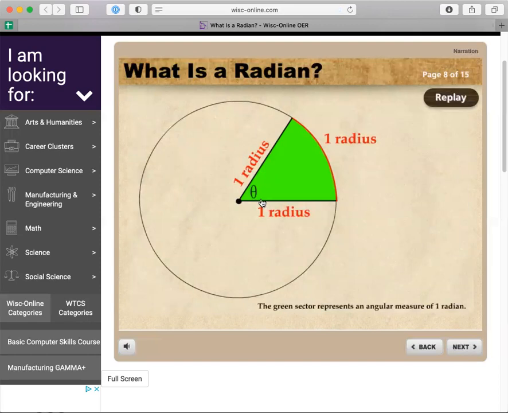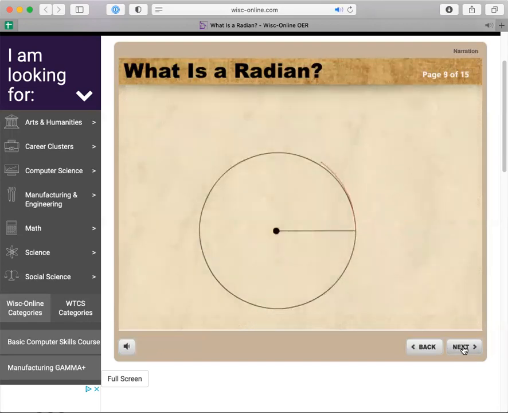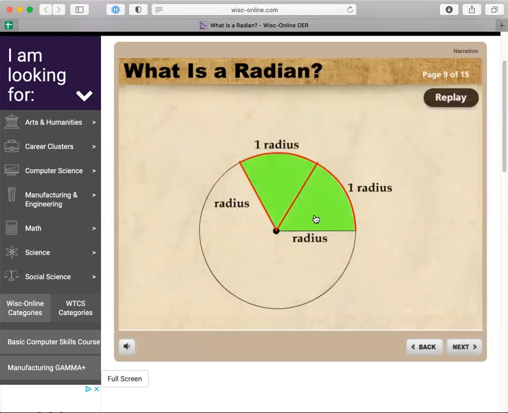So if we look at this diagram, theta here is the amount of rotation required such that the arc length that's intercepted is equal in length to the radius. And this angle theta is defined as 1 radian. Let's view an illustration of 2 radians. So here we can see what 2 radians mean.